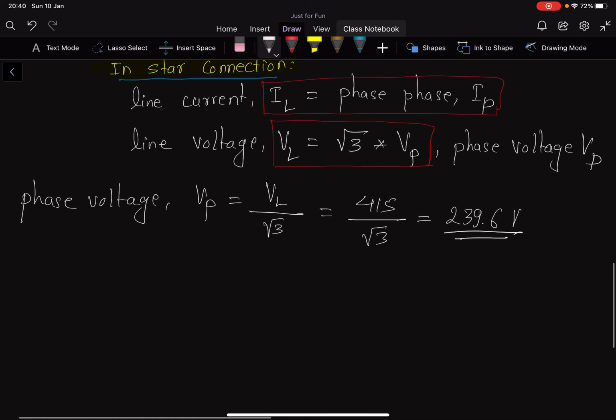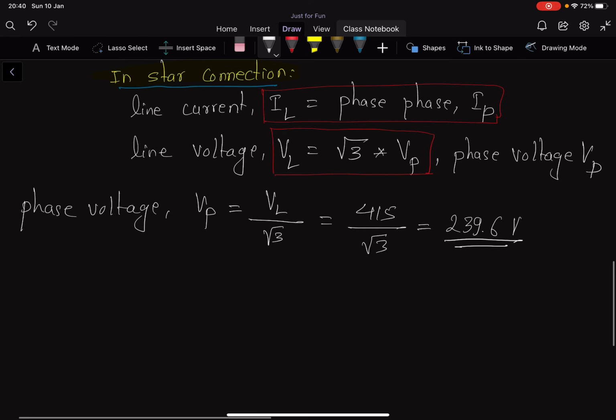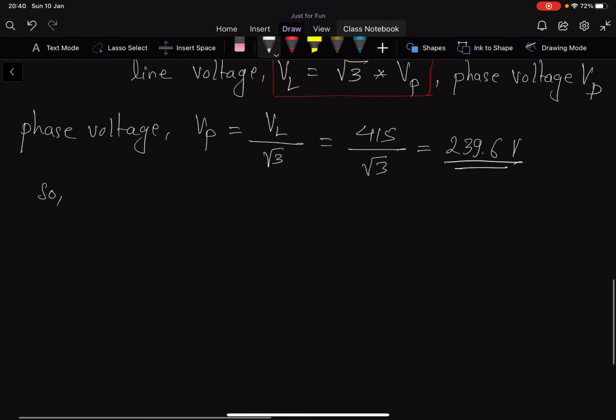And then what about the line current? Now let's find the line current, or phase current, which is going to be the same. So let's use our Ohm's law, a very popular law in electrical and electronics. Ohm's law says I equals V over R, but in AC it's going to be Z. So IP, which is our phase current, must be equal to VP divided by ZP.